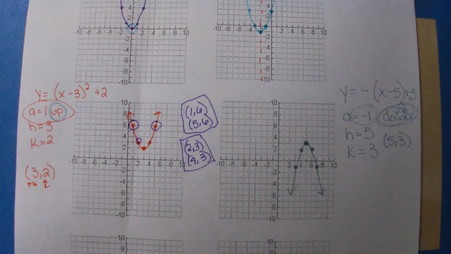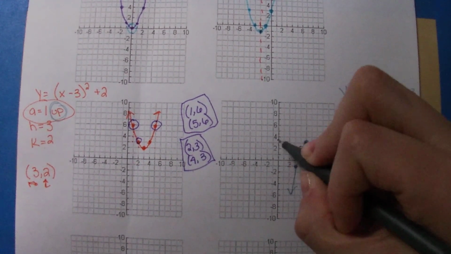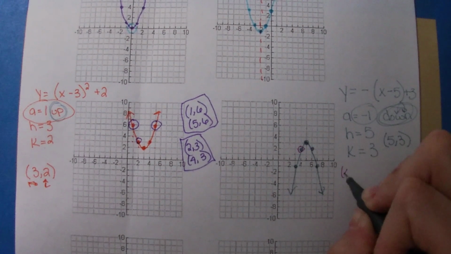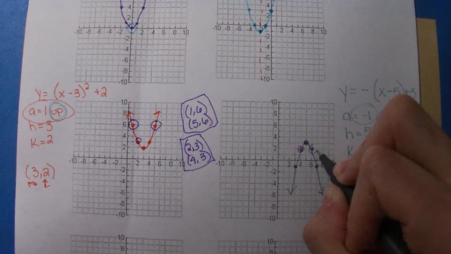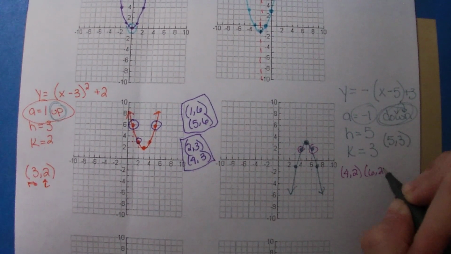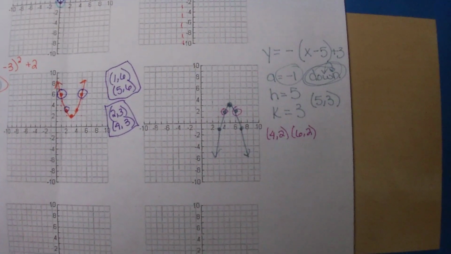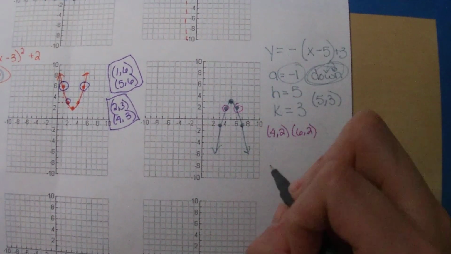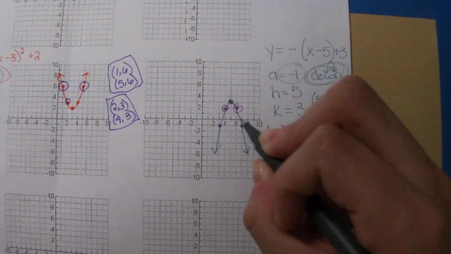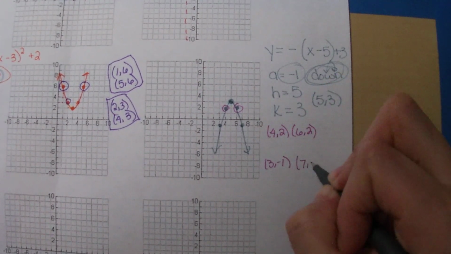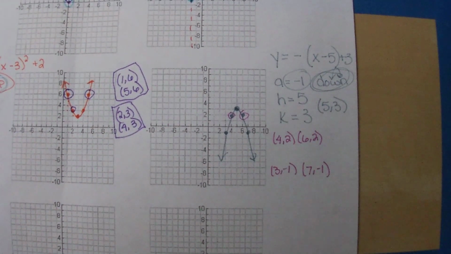If I wanted to name a point and a symmetric point, I could then name, let's see, 4, 2 is symmetric to 6, 2. Or maybe instead I would want to pick 3, negative 1, and that would be symmetric to 7, negative 1.